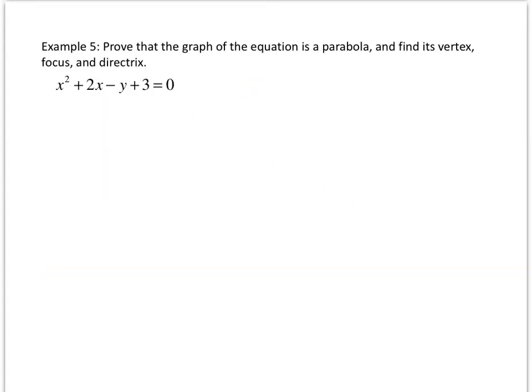Okay, the last example that we're going to look at is: prove that the graph of the equation is a parabola and find its vertex, focus, and directrix. What this is really asking us to do is complete the square on this problem to make it look like one of the standard equations that we have. So let's talk about how to complete the square on this so that it'll look the way we want it to.